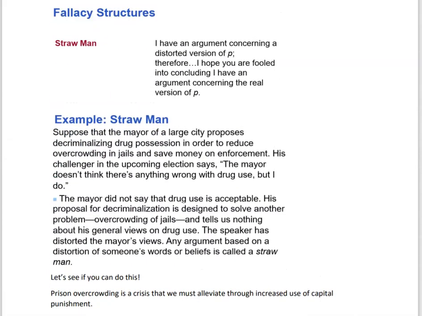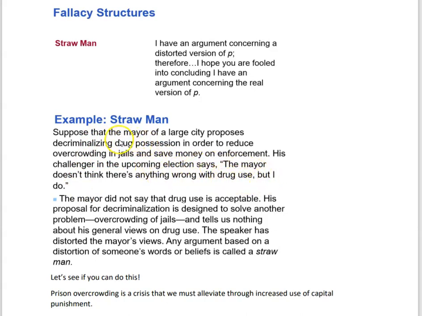Straw man, another very popular one. I have an argument concerning a distorted version of P, therefore I hope you are fooled into concluding I have an argument concerning the real version of P. So suppose that the mayor of a large city proposes decriminalizing drug possession in order to reduce overcrowding in jails and save money on enforcement. His challenger in the upcoming election says the mayor doesn't think there's anything wrong with drug use, but I do. Okay, so he's using part of what's being said to talk about the mayor.